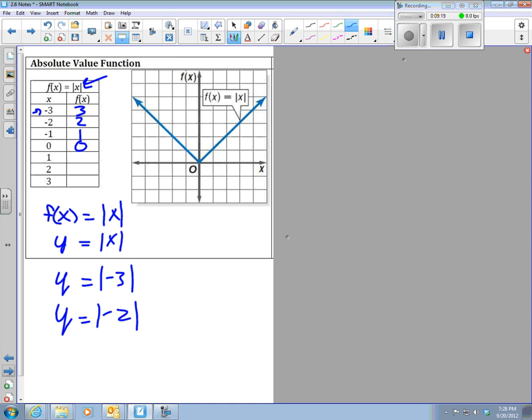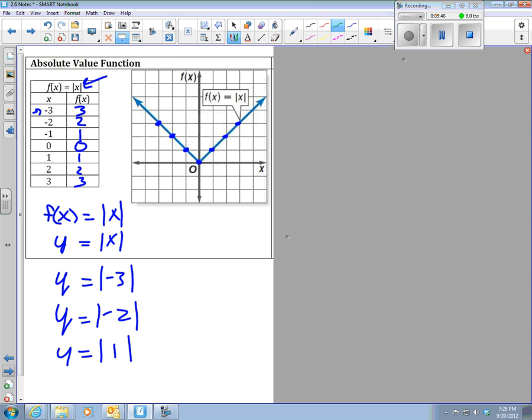When you plug in 1, what's the absolute value of 1? 1, 2, 3. So there's our ordered pairs. -3, 3. It's this point right here. -2, 2. -1, 1. There's 0, 0. 1, 1. And now it becomes the identity function, basically 2, 2, and 3, 3. It's a perfect V here is what it is.